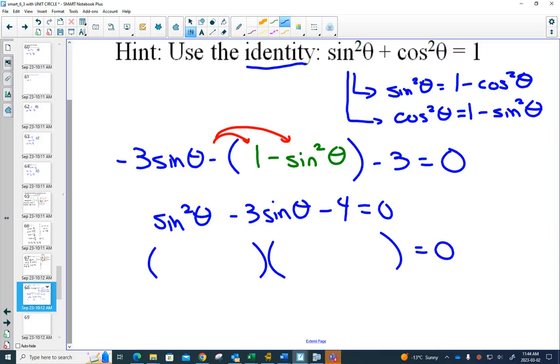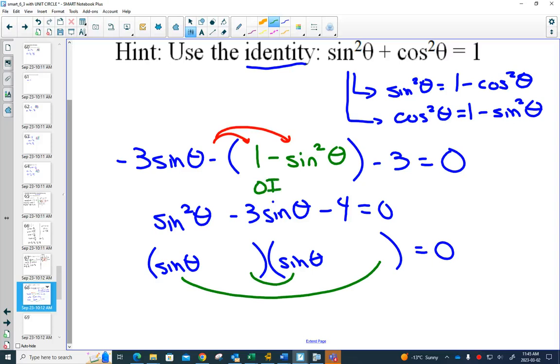again, take your first one, the only possibility to get sine squared would be sine theta and sine theta. We have options with 4. It could be 2 and 2 or 1 and 4. So now when you have options, you're going to have to do a little bit of mental math to figure things out. And again, the mental math that you're thinking about is in the end, these two, when they're multiplied together, the outside and the inside will have to combine to get minus 3.